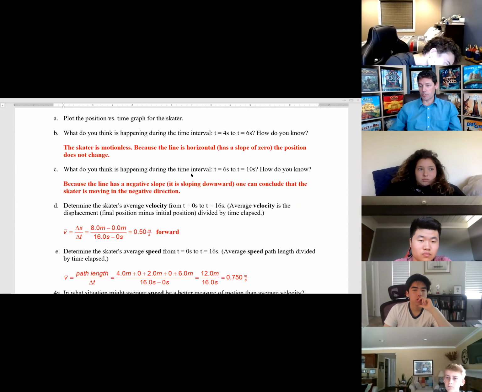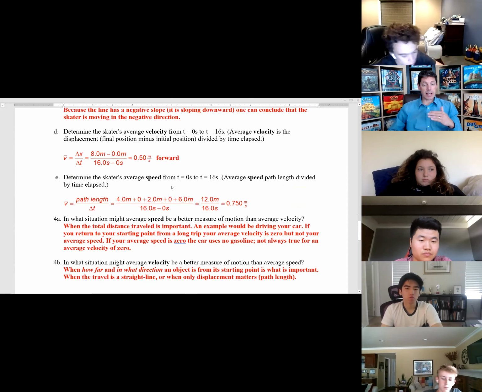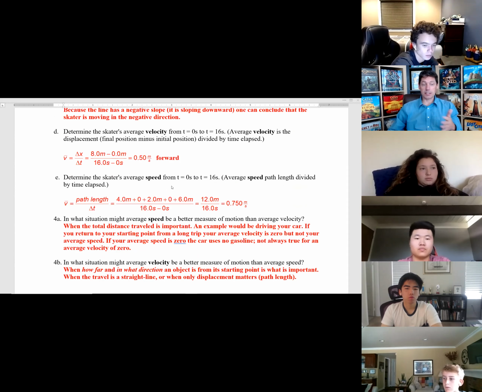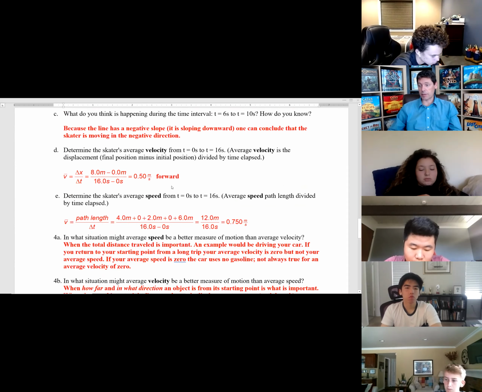All right. For part E, it says find the skater's average speed. Speed is not a vector, speed is a scalar. So we need to think about how the distance is changing regardless of the direction. So we don't care about the direction, but we need to know how far it traveled in each segment.